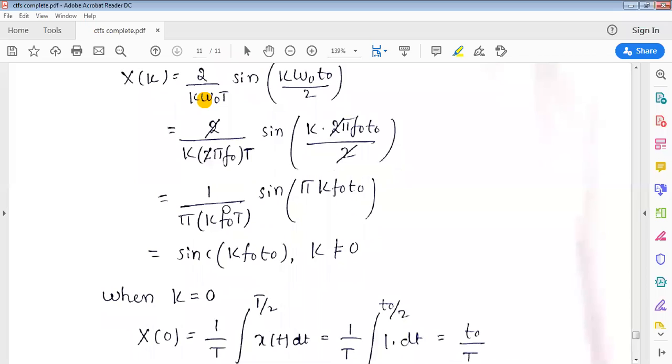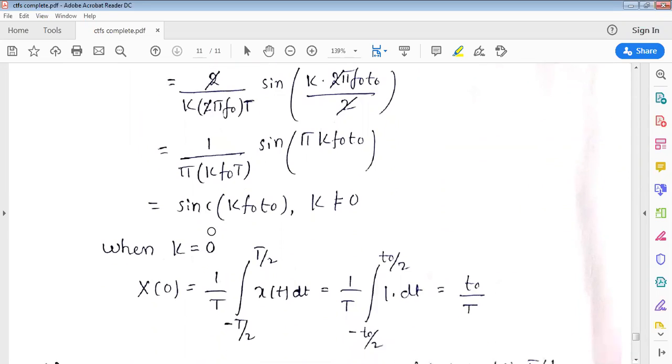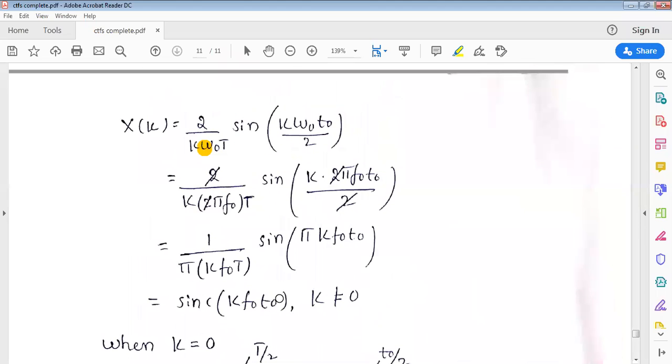So this is the total answer. Otherwise you can stop at this point, there is nothing wrong. When k becomes 0 here, the denominator becomes infinity, therefore I have to evaluate x of 0 separately. When k becomes 0, x of 0 is equal to 1 by t integral from minus t naught by 2 to plus t naught by 2 of x of t dt.